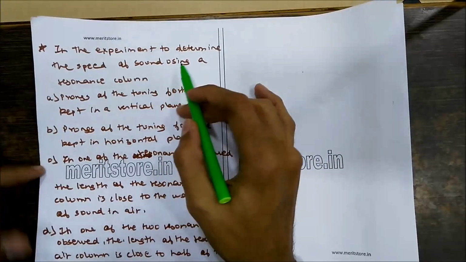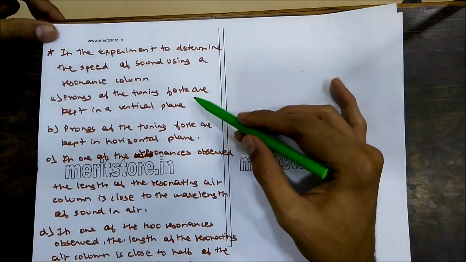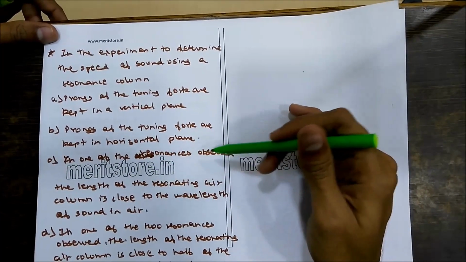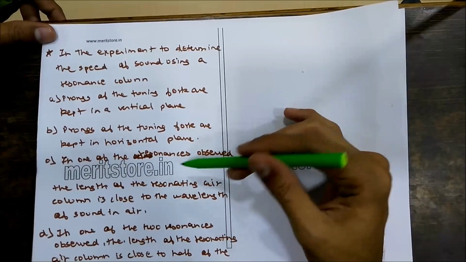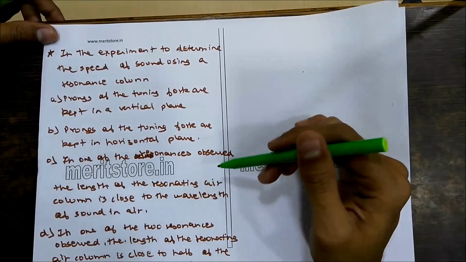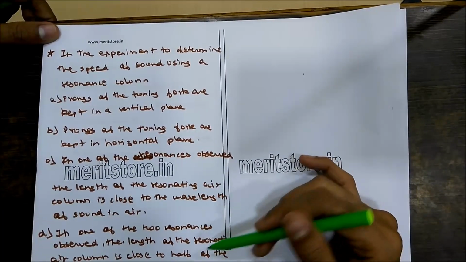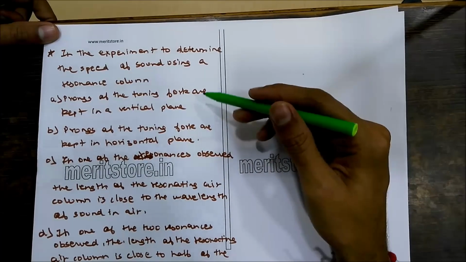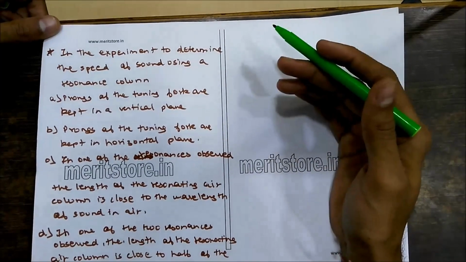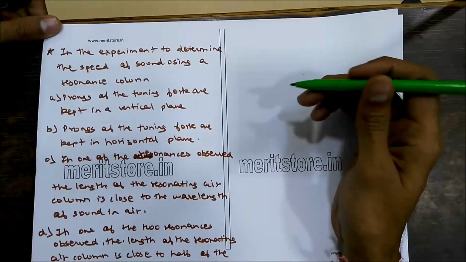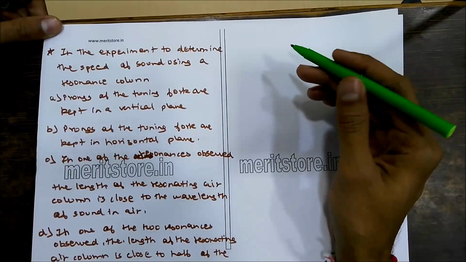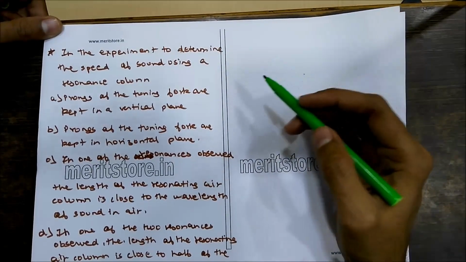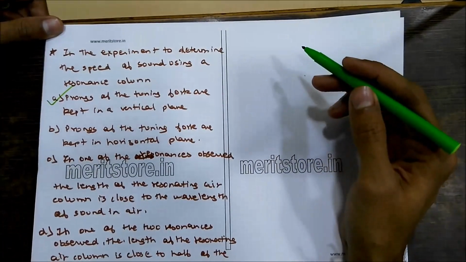In the experiment to determine the speed of sound using a resonance column, prongs of the tuning forks are kept in a vertical plane, or prongs of the tuning forks are kept in a horizontal plane. In one of the resonances observed, the length of the resonating air column is close to the wavelength of the sound in air. In one of the two resonances observed, the length of the resonating air column is close to half the wavelength of the sound in air. Basically, in the experiment to determine the speed of sound, the tuning forks are arranged in the vertical plane, so that we can measure the vibrations. So the prongs of the forks are kept in a vertical plane.